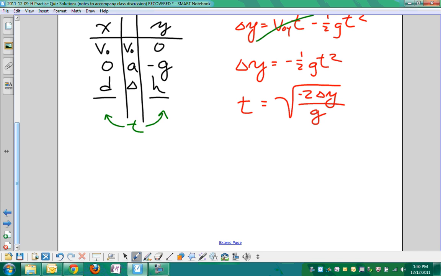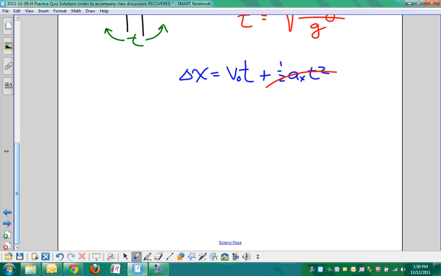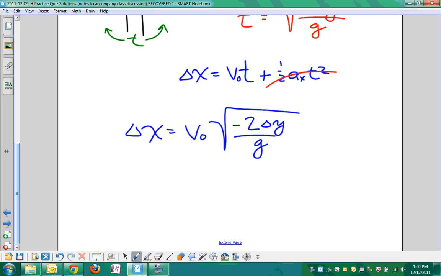Right? All right, so now in the blue direction, or the horizontal direction, we know that delta x is going to be equal to v naught x, or v naught, times t plus 1/2 a x t squared. Again, we have a gift, right? So then we get the familiar delta x is equal to v naught times the square root of negative 2 delta y over g. Everybody okay with that?